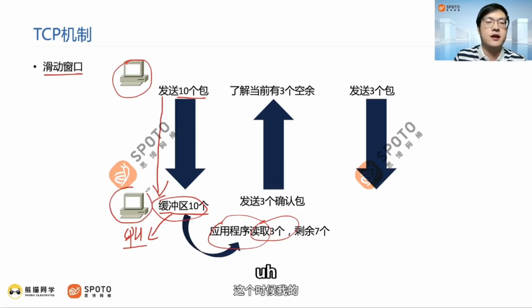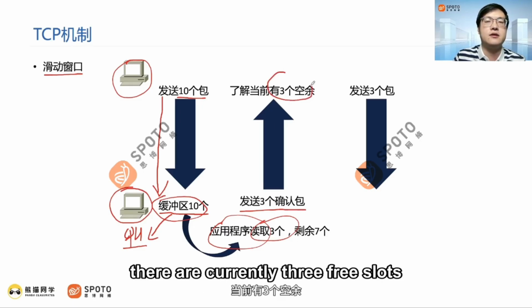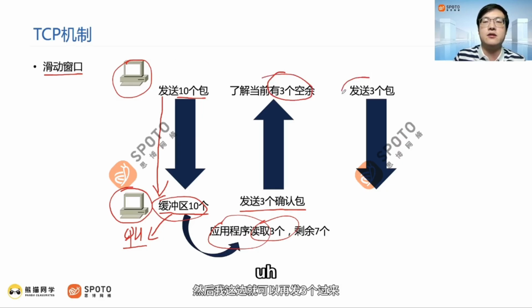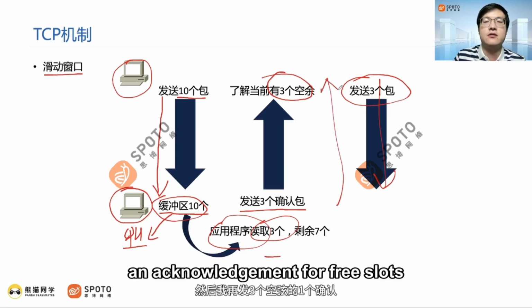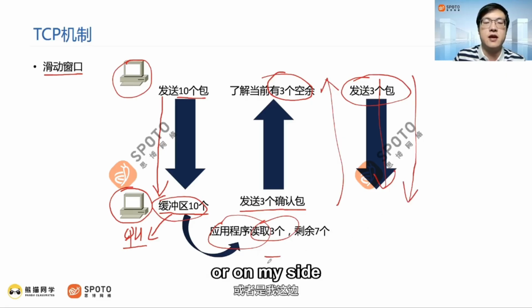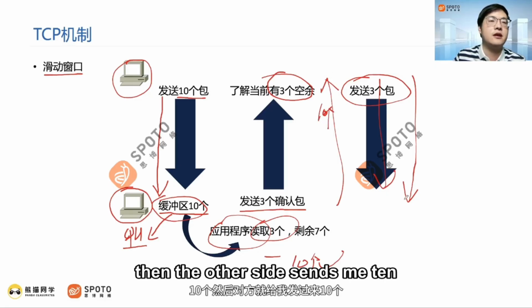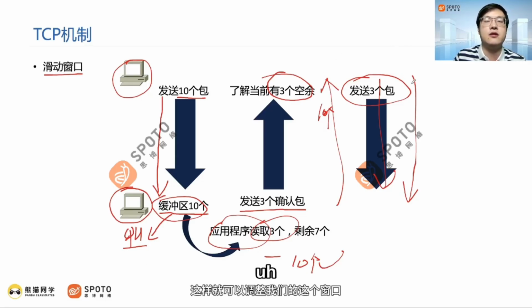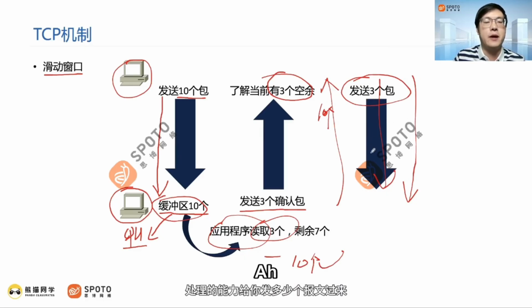At this moment, I need to send an acknowledgement for 3, telling the other side there are currently 3 free slots. And then they can send 3 more, and during that I might read another 3. Then I send an acknowledgement for 3 more. Then on my side, the process continues, I read all 10, all 10 are read. Then I acknowledge 10. This is how we adjust at every moment how many packets can be handled, and tell the other side. Then the other side sends you a certain amount. This is called the sliding window.